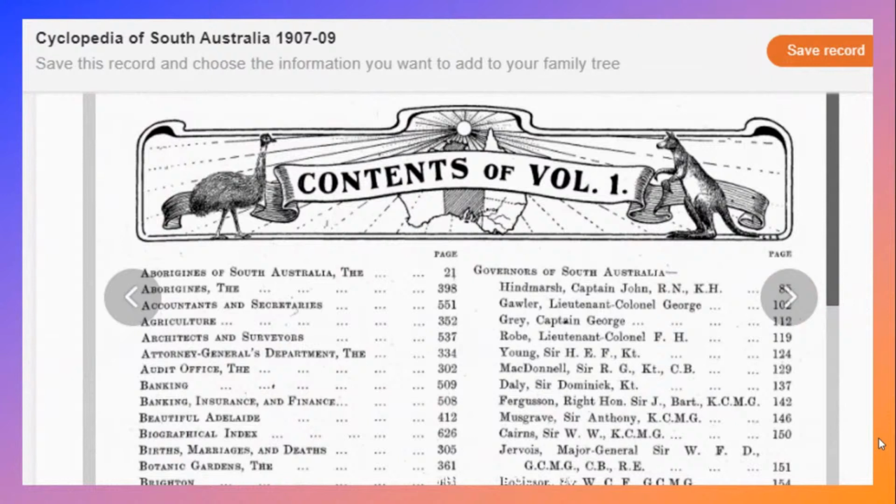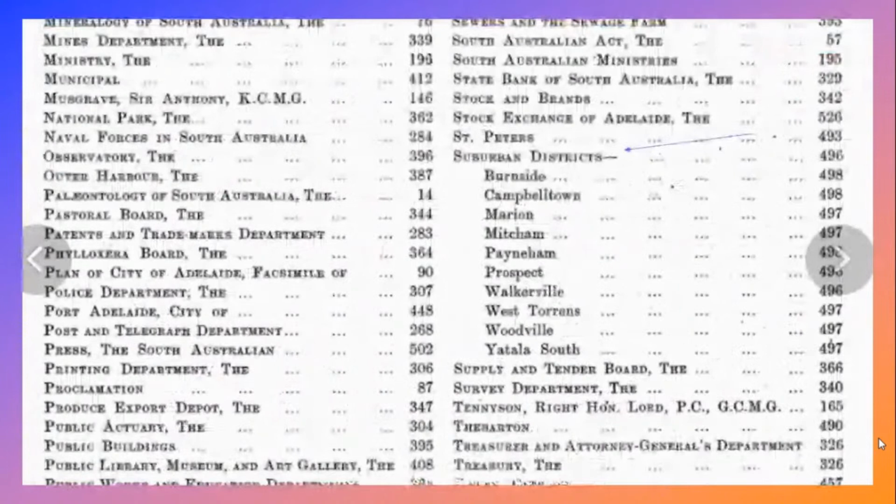And if you have a look at the contents in any of these cyclopaedias, there's lots of information. There's statistical information, there's biographies, information on the government, and businesses, places, all kinds of information. This is just taking the contents list down a little more. If you had people in early Adelaide, for example, it splits up the suburban districts where I've got the arrow. You can see the development of some of these early places in Adelaide, or you can have a look at a country town or a particular area like the Outer Harbour and that sort of thing, or naval forces in South Australia.